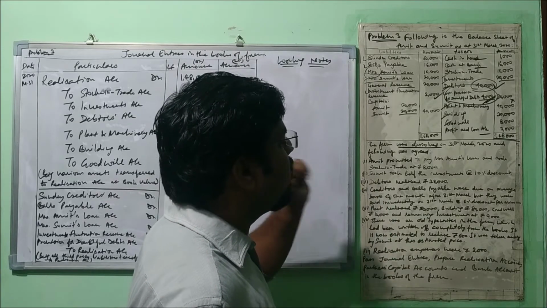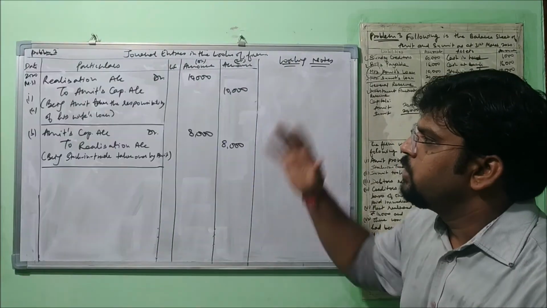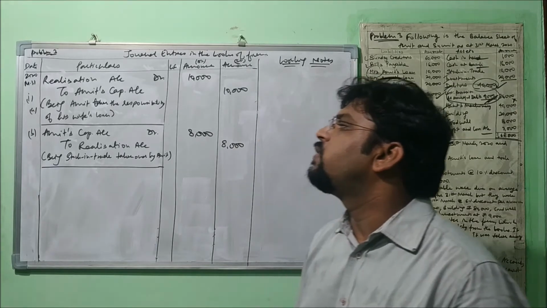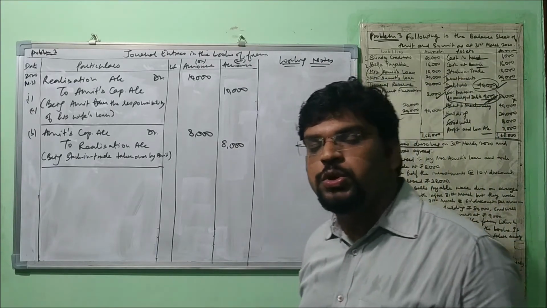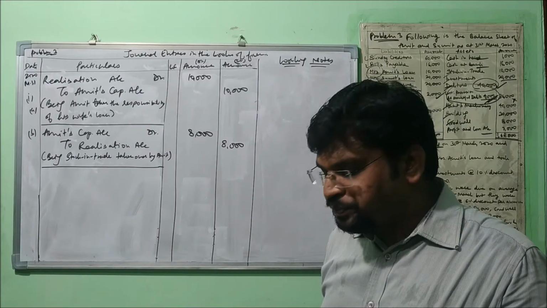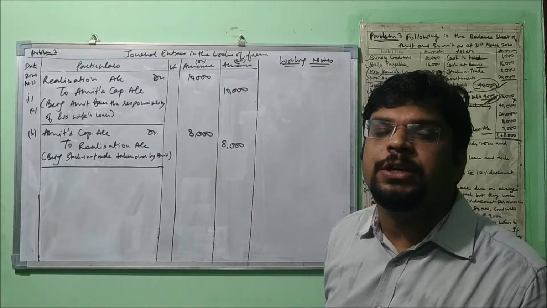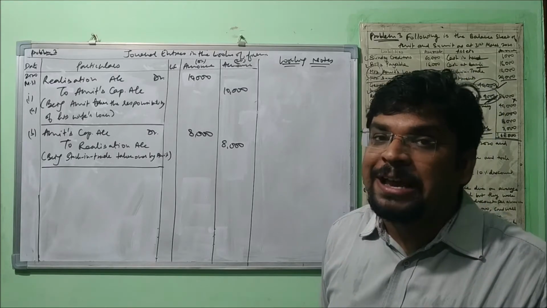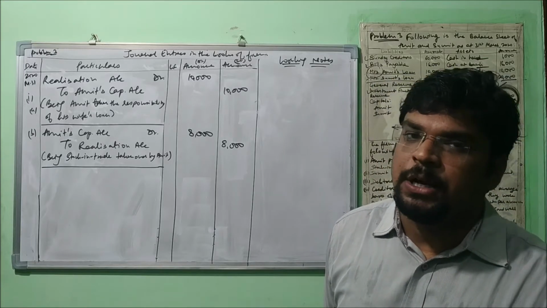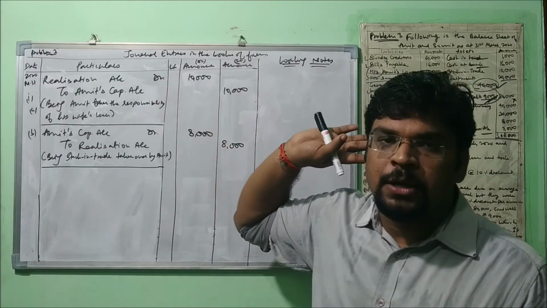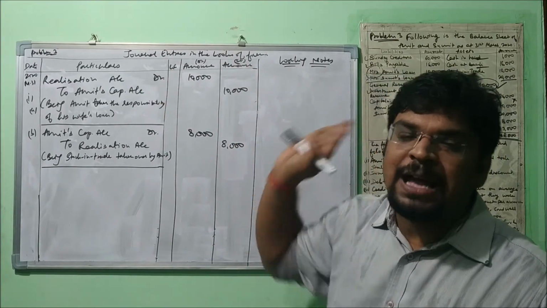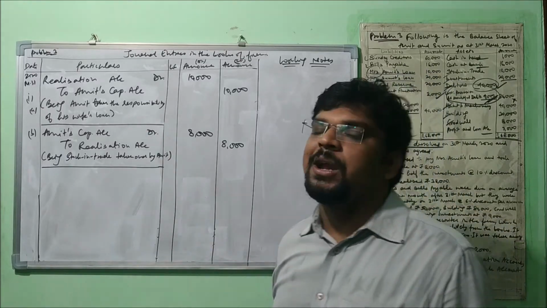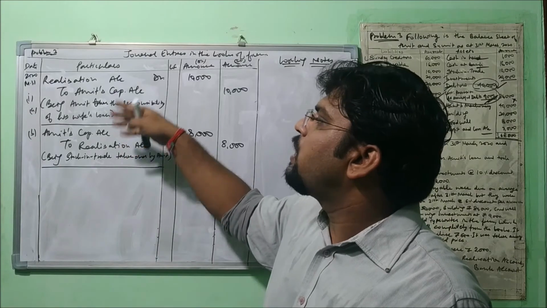Means there will be two entries passed here. What will be the entry? I'll just show you. So here are the entries. Realization account debit 10,000 to Amit's capital account 10,000, being Amit taken the responsibility of his wife's loan. I already told you in the previous video that whenever we transfer any asset or liability to the realization account, then if we realize any amount from that particular asset or we pay any particular liability, realization account will be debited or credited. In case of liability it is supposed to be debited, so that is why we have debited realization account. And here the liability has not been paid in cash. It has been shifted to a partner. That is why partner's capital account is credited. So Amit has taken the responsibility, that is why his capital account is credited.